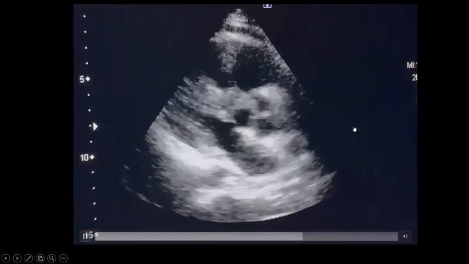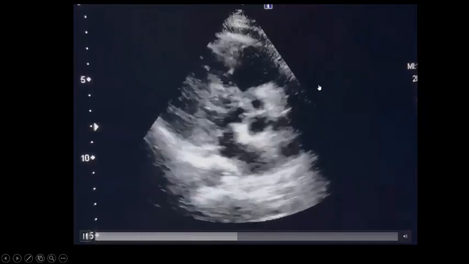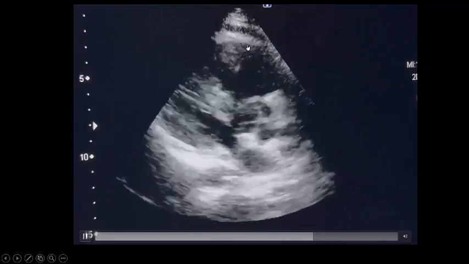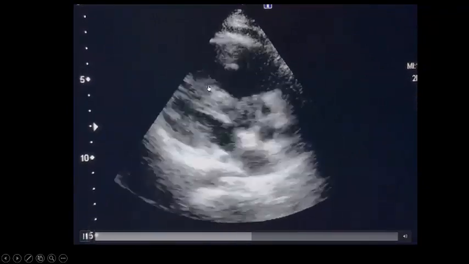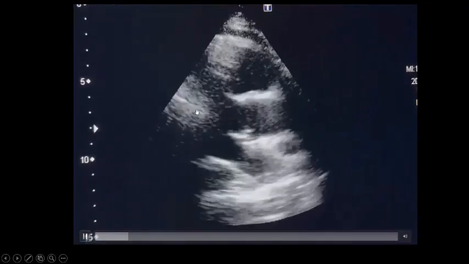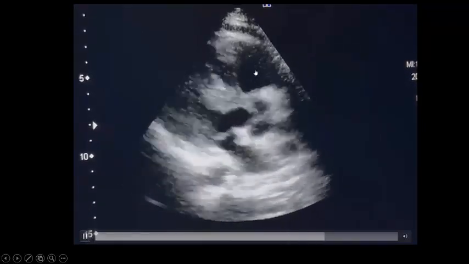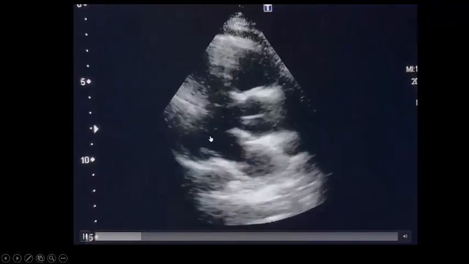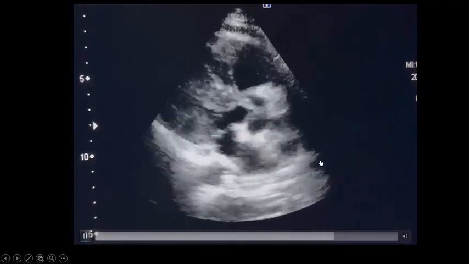We did the parasternal long axis view. You see here, this is the long axis parasternal view. The right ventricle here is ballooning and compressing the left ventricle. This is the right ventricle and this is the compressed left ventricle. This is the aortic valve, this is the mitral valve, and the patient is dyspneic.